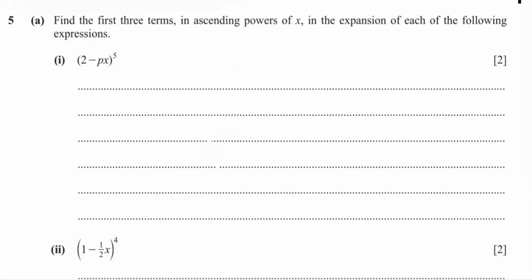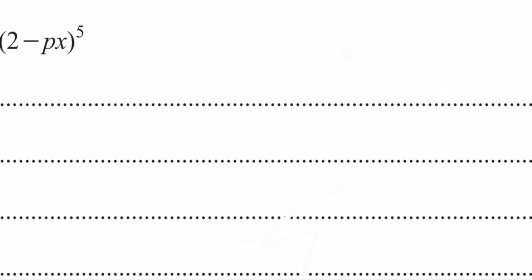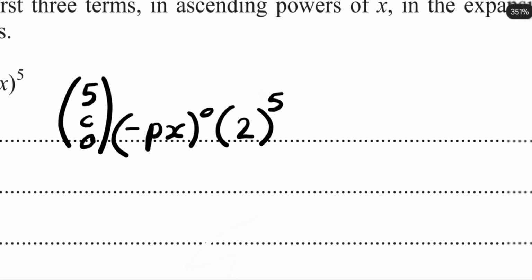Number 5, part A is saying find the first three terms in ascending powers of x in the expansion of each of the following expressions, and the first one being (2 minus px) to the power 5. Right? So for us to get the first three terms in ascending powers of x, we'll say 5 choose 0 for the first term. Then we write (minus px) to the power 0, 2 to the power 5 minus 0, which is 5. And that will be the first term.